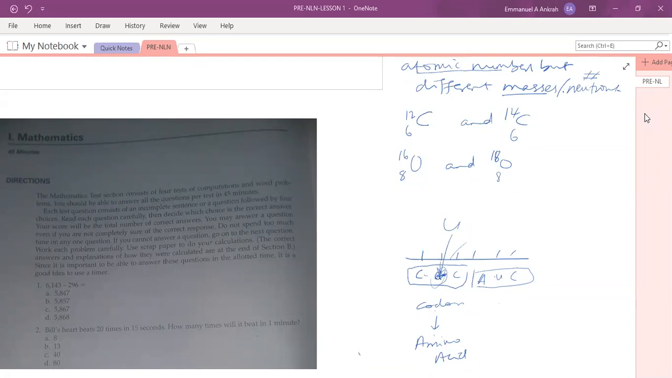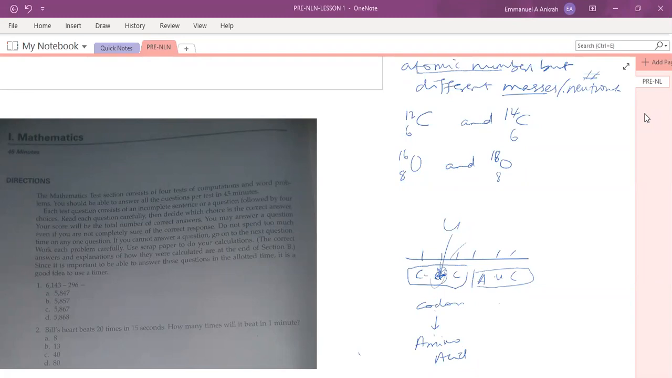Okay, number 18. The entry and exit of materials in the animal cell are regulated by which of these cell organelles? A, nucleolus, B, cell wall, C, endoplasmic reticulum, and then D, plasma membrane. So what regulates materials entering and leaving the cell? Plasma membrane, yes. Plasma membrane is selectively permeable. Good.